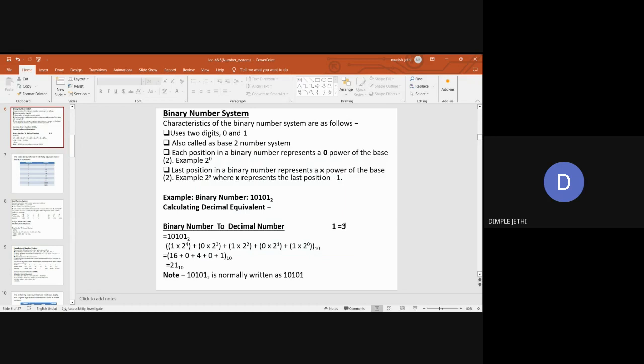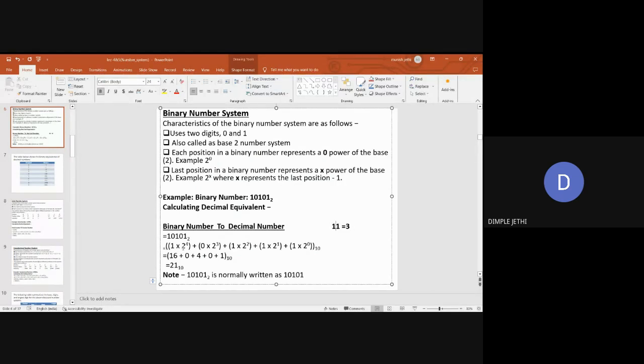If I have to write the binary of 3, how will I get it? The number at this position gives me 1, and the number at this position gives me 1 into 2. If these two numbers are 1, so 1 1 is the binary of 2. Oh, sorry, 1 1 is the binary of 3. Okay, so this 1 1 is the binary of 3.